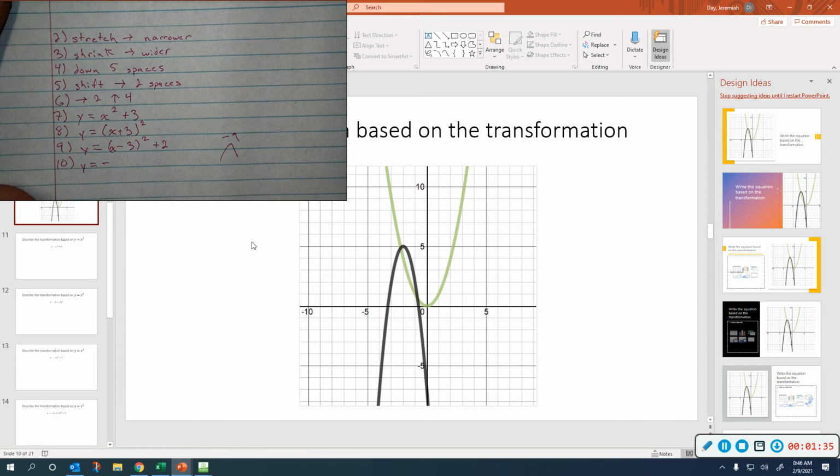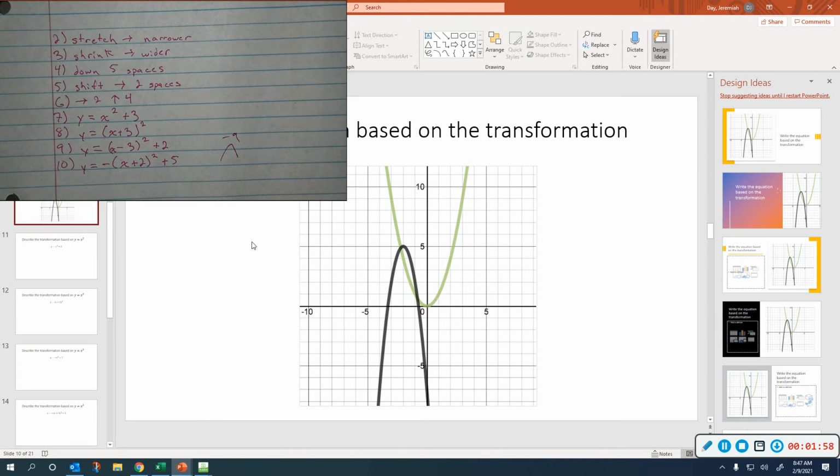Now, did I have to move left and right? Yes, I had to move left 1, 2 spaces, right? So, in parentheses, x plus 2, because x lies. And then I also see that it moves up 5 spaces, so this would be plus 5 on the end.